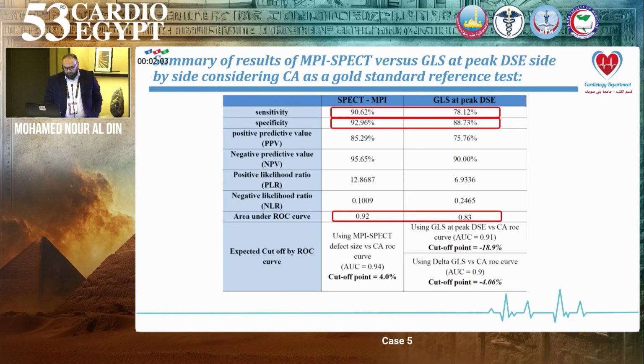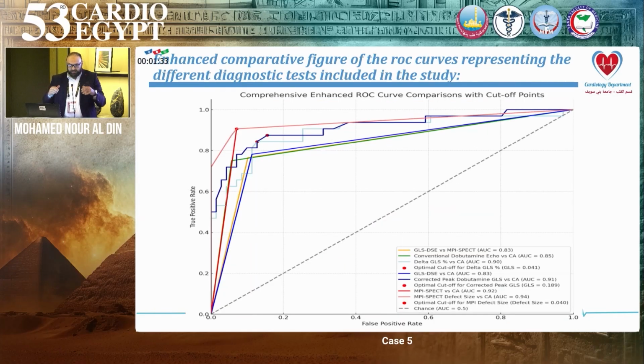Area under the curve for SPECT was 0.92, while area under the curve for global longitudinal strain was 0.85. The cutoff point from the area under the curve for defect size was about 4%, and the cutoff point for peak global longitudinal strain was minus 18.9, and the cutoff for delta change was minus 4%. This is a comprehensive ROC curve for all our research work in this study. Multiple results; I just summarized the results at the end.